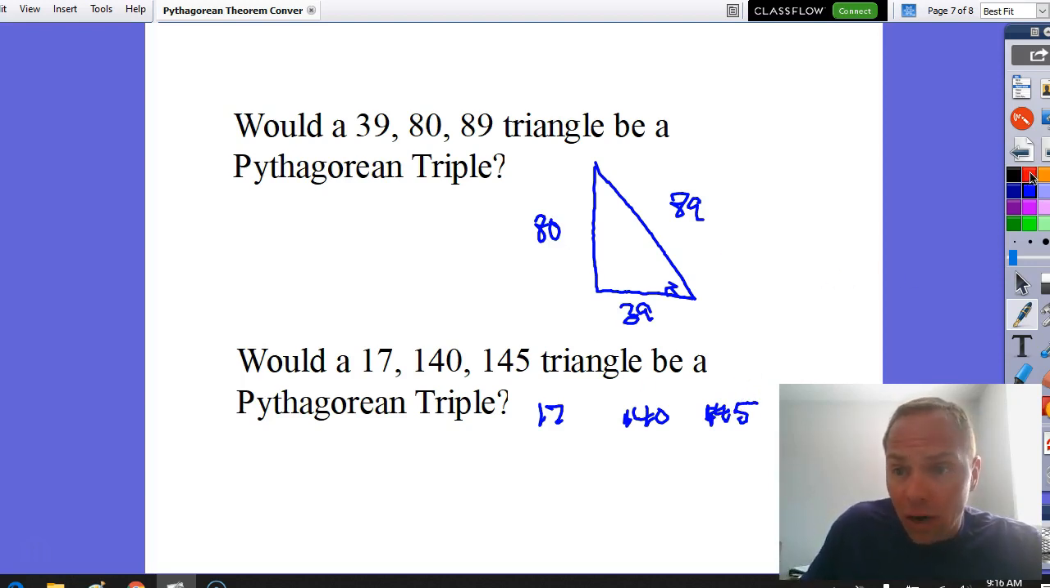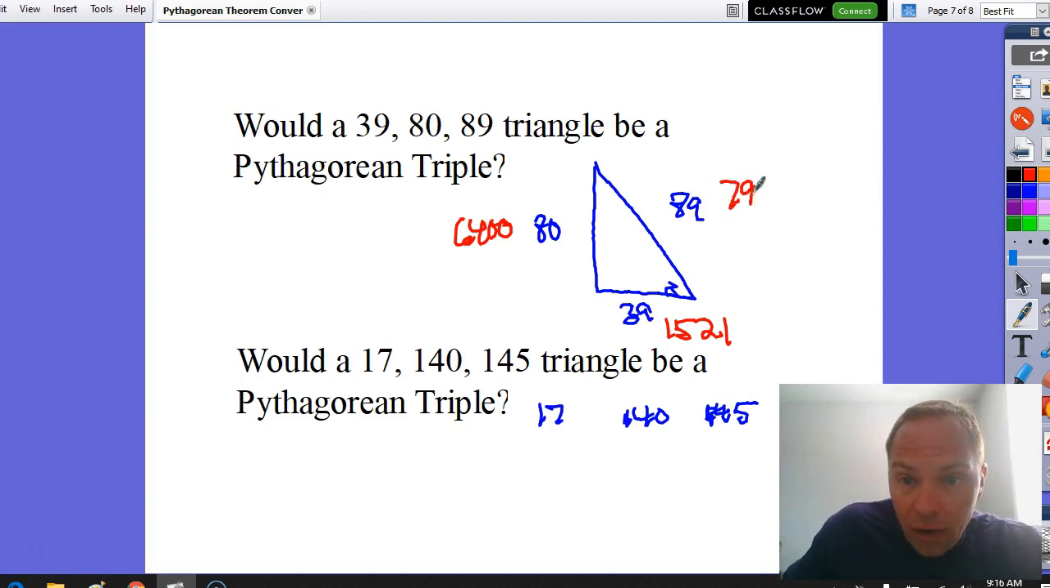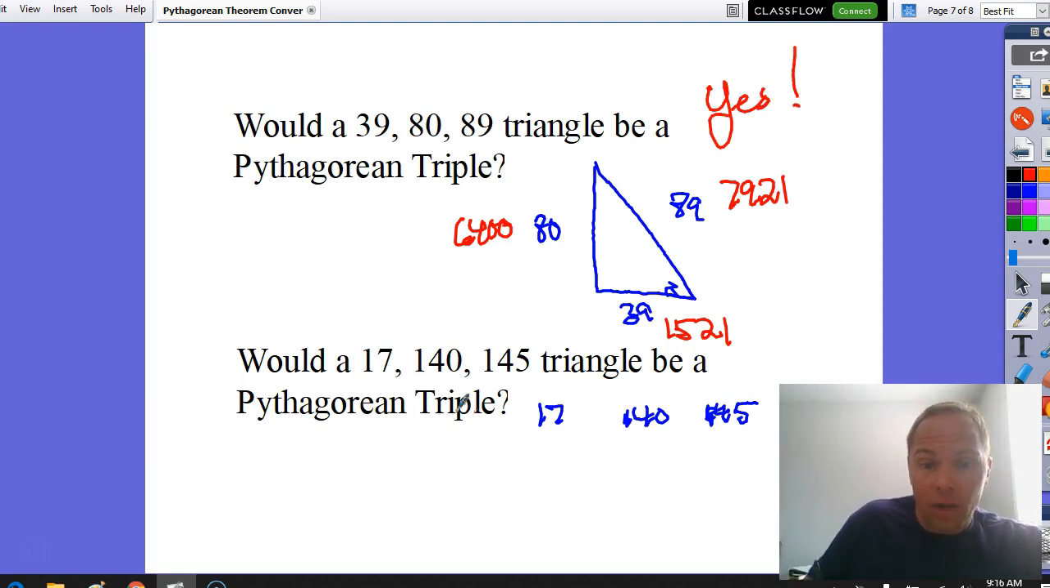But 80 squared, okay, that's going to make 6,400. 39 when squared, that's going to make 1,521. And 89 when squared, 89 times itself, makes 7,921. So now you do the math, and you tell me, does 6,400 plus 1,521 make 7,921? The answer is yes, it does. So this is a right triangle. Yes, it worked.